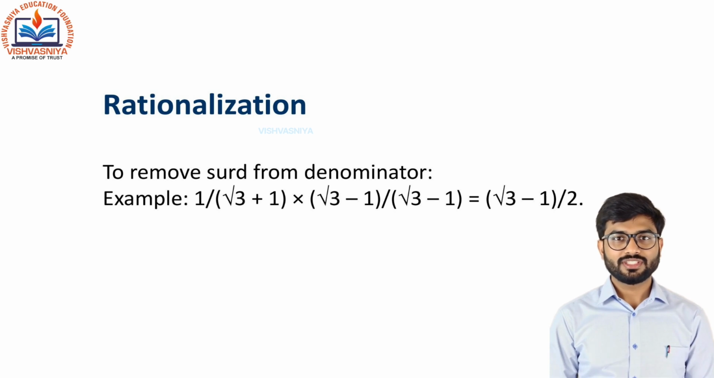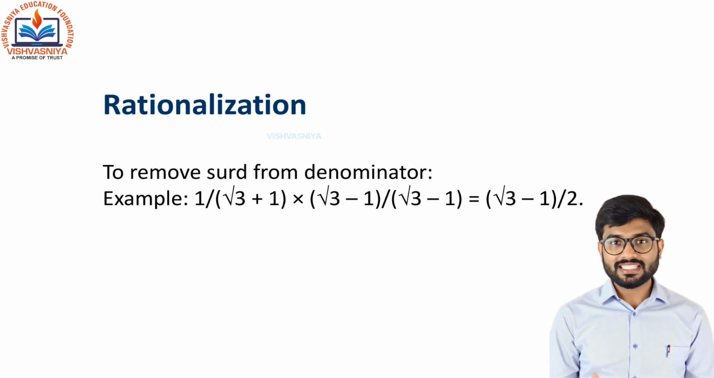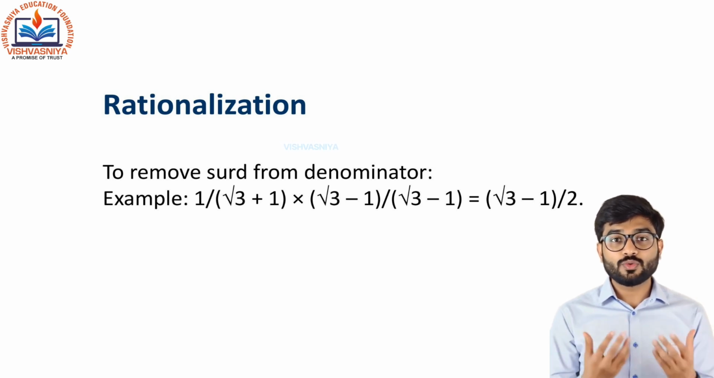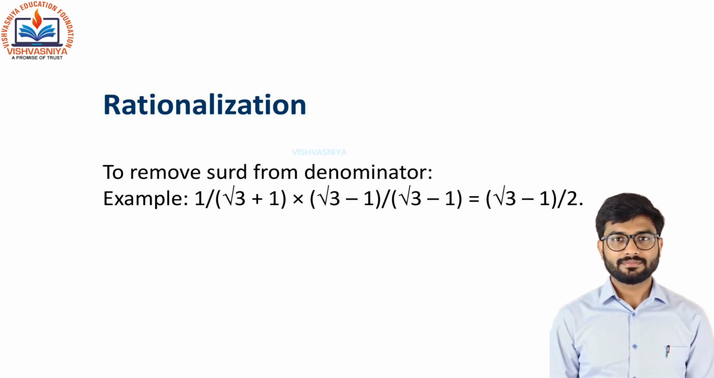Rationalization means removing the square root or surd from the denominator of a fraction. We multiply the numerator and denominator by the conjugate. Example, 1 divided by open bracket square root of 3 plus 1 close bracket multiplied by open bracket square root of 3 minus 1 close bracket divided by open bracket square root of 3 minus 1 close bracket.